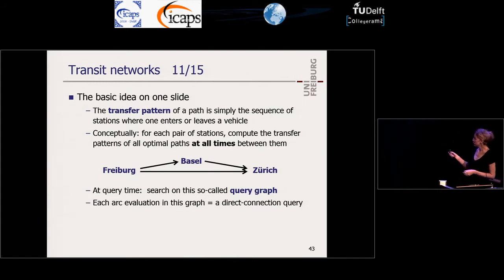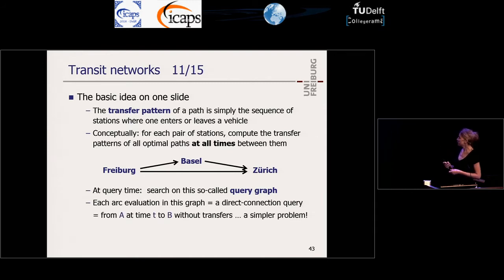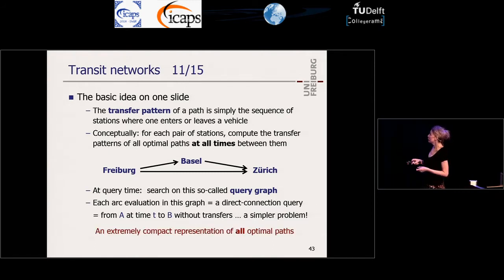I will show to you in a second how this query graph looks like in a more realistic scenario. Yeah? And that's a simple problem, right? What I have to do at query time is just lookups of these direct connections. There are not so many direct connections. So you can consider this as an extremely compact representation of all optimal paths, right?